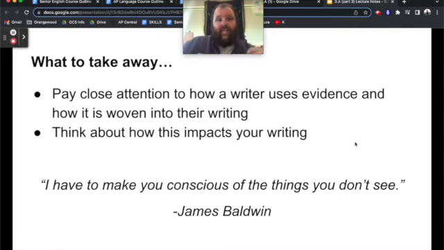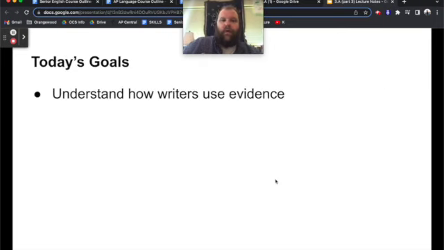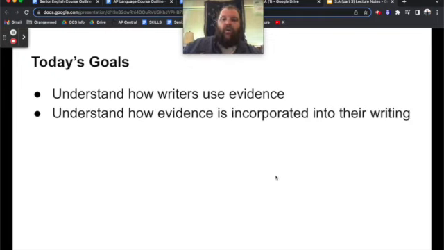When we analyze things, when we sift through things, when we communicate our thoughts clearly, what we're doing is we're making our audience conscious of the things they don't see. And so if we can do that well, not only are you looking at a good score in the AP Lang exam, which is great, right? That's what we're trying to do. But it's also beneficial for the world, right? It's beneficial for you as a person. So today's goals were understanding how writers use evidence, right? And then how it's incorporated into the writing, right?